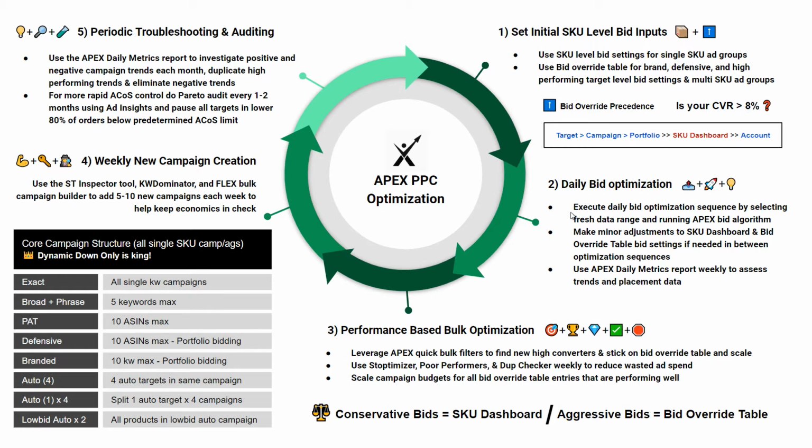In the next training video after this, we're going to walk through APEX and go over these concepts to drive them home in the system. But just know that the bid override table does take precedence over your SKU dashboard inputs. The SKU dashboard inputs are where you want to start in setting up APEX. I do have some slides here. The next few slides go over setting up our initial SKU level bid inputs based on a few examples. And what we really want to focus on that we've learned is conversion rate.